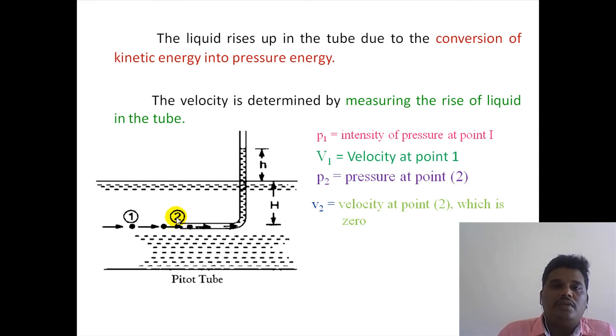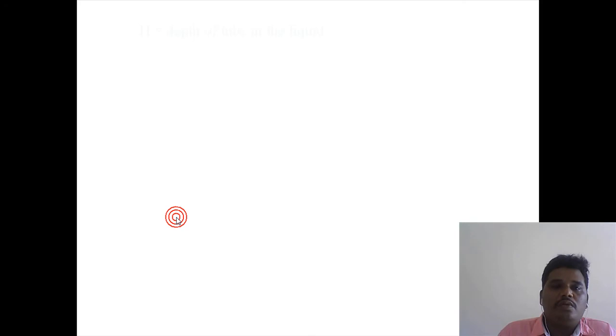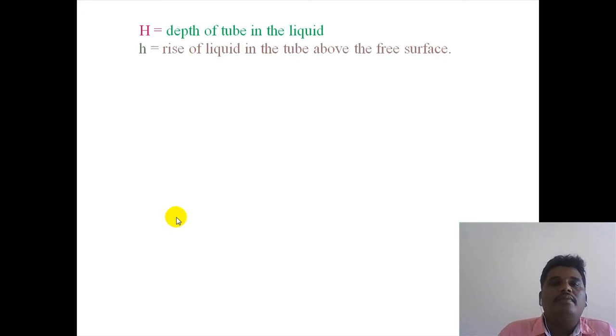We know that V1 squared by 2g is nothing but the kinetic head. H is equal to the pressure head created by the kinetic energy only, due to the velocity at the inlet, that is V1 squared by 2g. Now we get V1 squared equals 2gH, so V1 equals the square root of 2gH. This is the way to find the velocity using a Pitot tube.